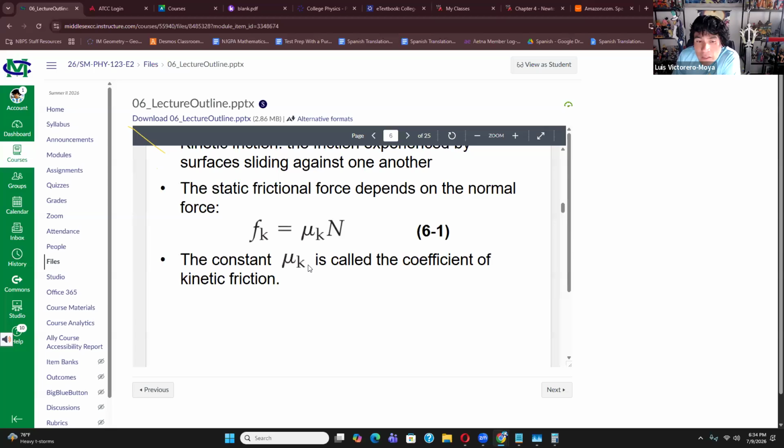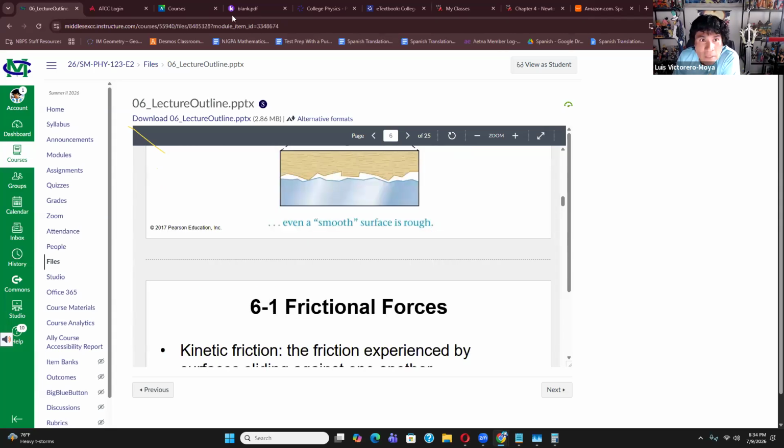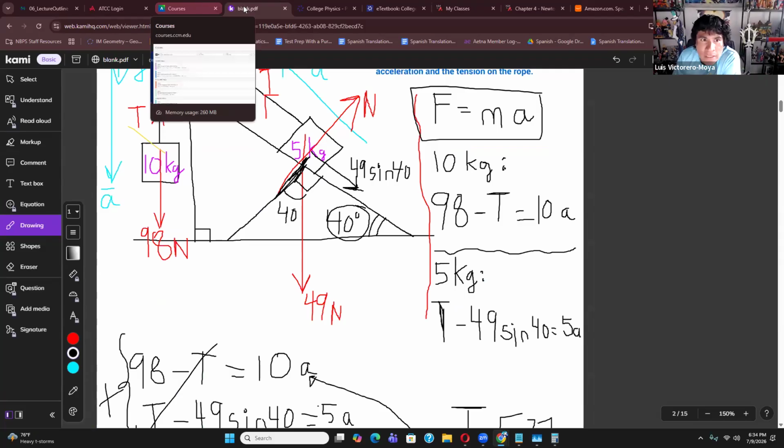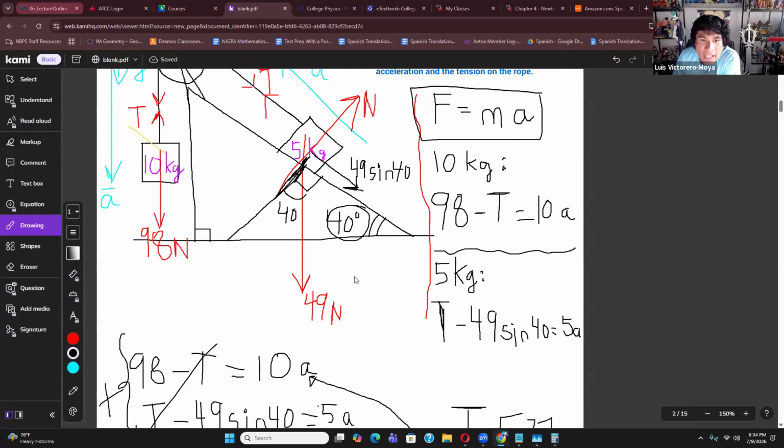So now is when the normal becomes relevant. We are even going to redo some of the problems that we've done so far, for example this one. We can redo this example by adding friction between the 5 kilogram mass and the inclined plane. And the only thing you have to be careful with is the direction.